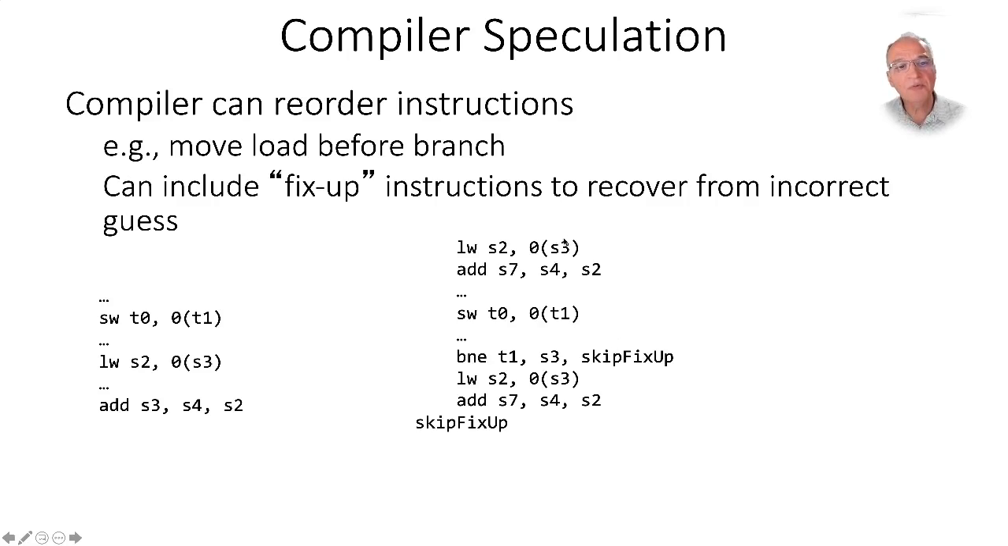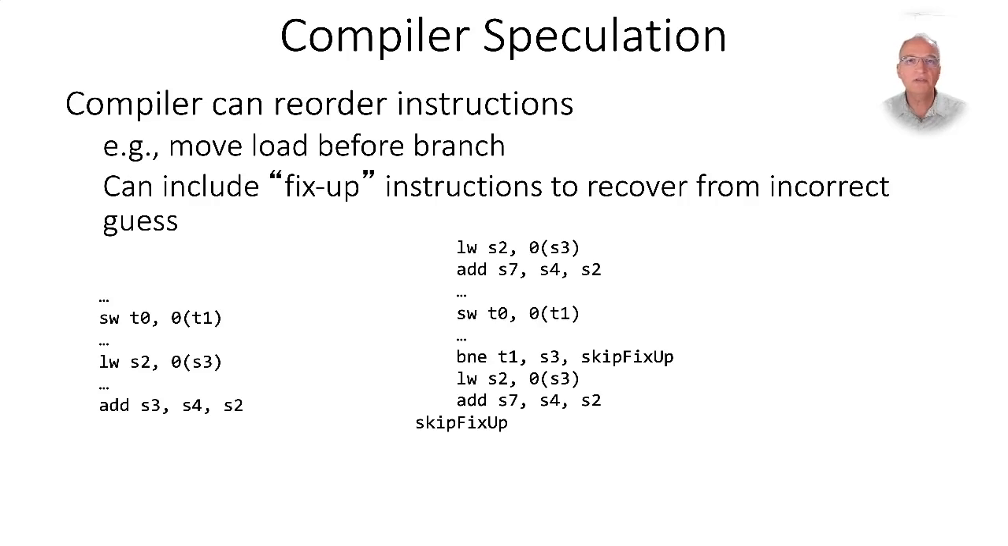So here I move the load before the store, and what I'm guessing here is that S3 is not the same as T1. After this store, I check to see whether T1 and S3 are the same. If they are not the same, then I'm going to skip this fix-up and go down here. If they are the same, I have to repeat the load, and in this case I also have to repeat the add because the add depends on the load. So this is something that a compiler can do with any instruction set architecture.